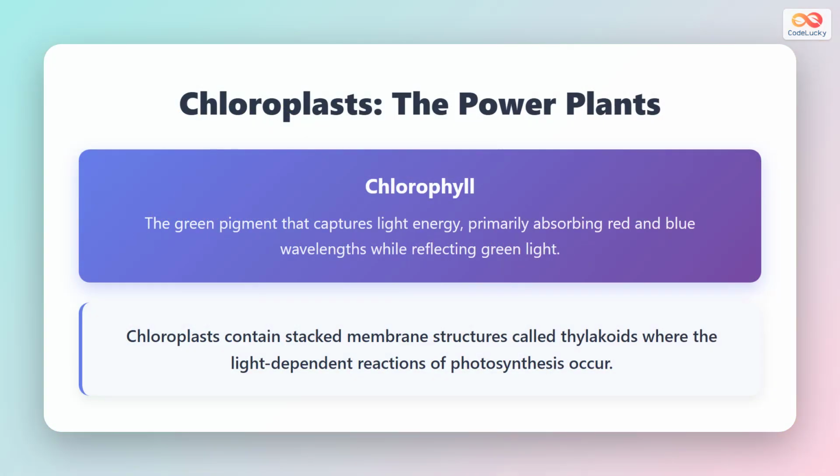Chloroplasts are the organelles within leaf cells where photosynthesis actually occurs. They contain chlorophyll, the green pigment responsible for capturing light energy. Chlorophyll primarily absorbs red and blue wavelengths of light while reflecting green light, which is why leaves appear green to our eyes. Inside chloroplasts are stacked membrane structures called thylakoids, where the light-dependent reactions of photosynthesis take place. These reactions convert light energy into chemical energy that the plant can use.